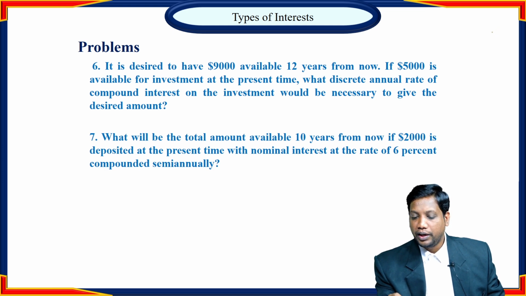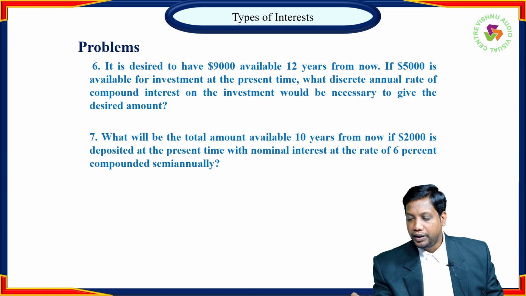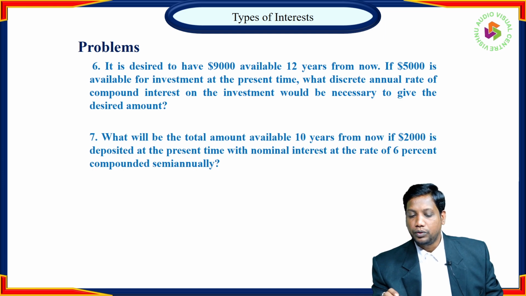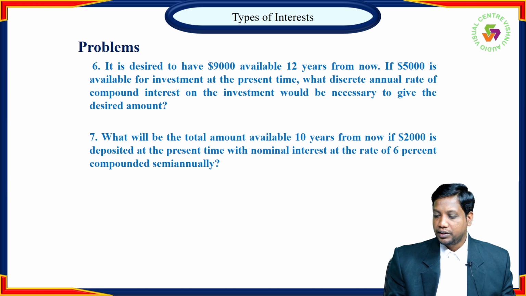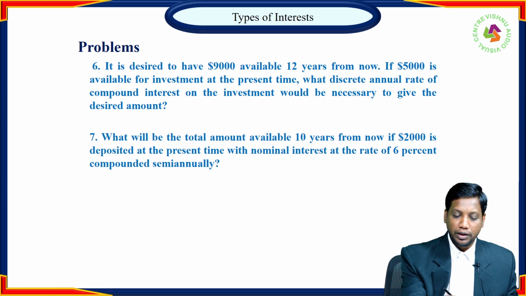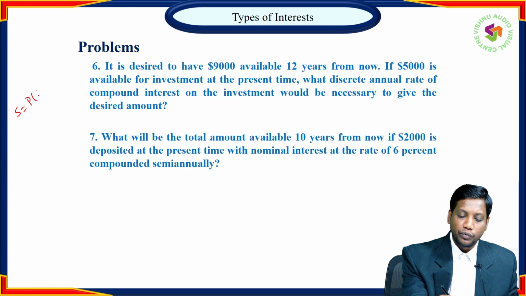It is desired to have $9,000 available 12 years from now. If 5,000 is available for investment at present time, what discrete annual rate of compound interest on the investment would be necessary to give the desired amount? So it is stated as compound interest. These are previous GATE problems. So S equals P into 1 plus I whole power n.